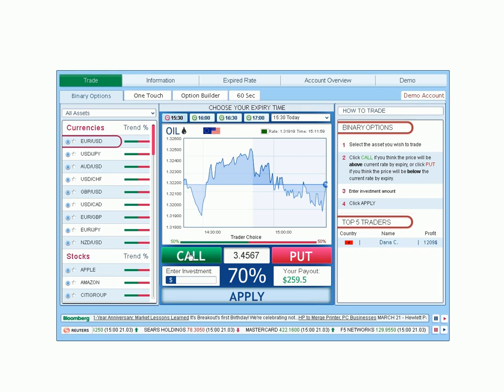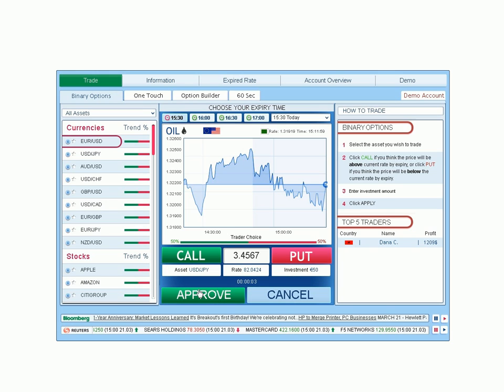Click call if you think the price will be above current rate by expiry, or click put if you think the price will be below the current rate by expiry. Then, enter the amount you wish to invest. Notice your generous return percentage and high payout.